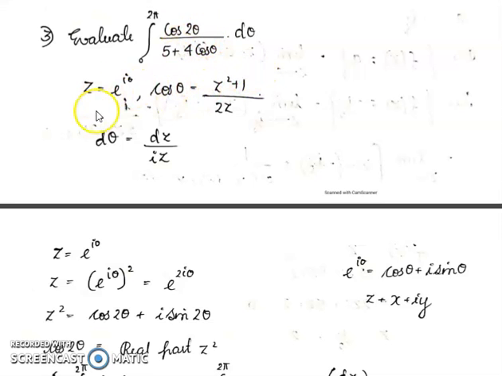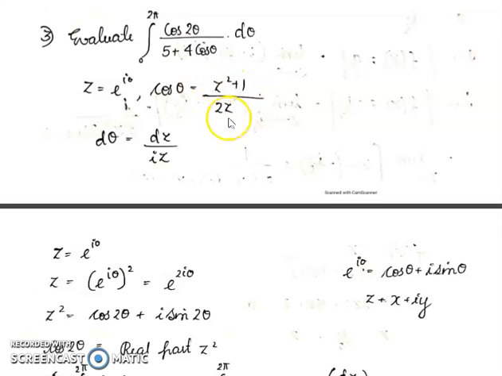Okay, we'll continue with the problems. Evaluate the integral from 0 to 2π of cos 2θ by 5 plus 4 cos θ dθ. Here we know what dθ is and we know what cos θ is, and cos 2θ is what we have to learn now. So all the other substitutions are the same.